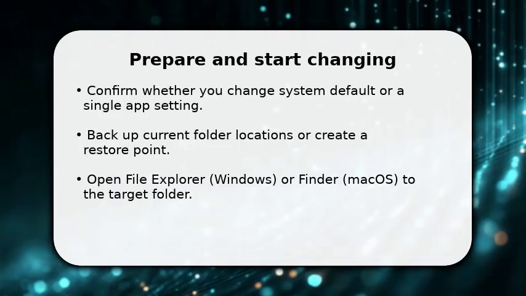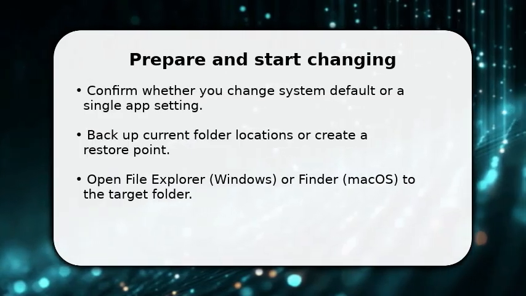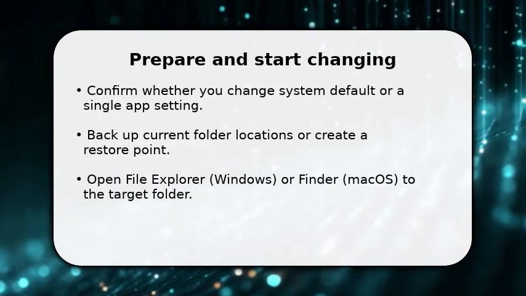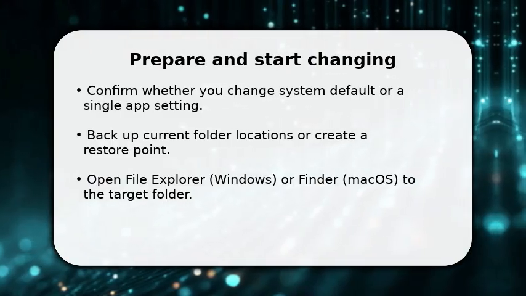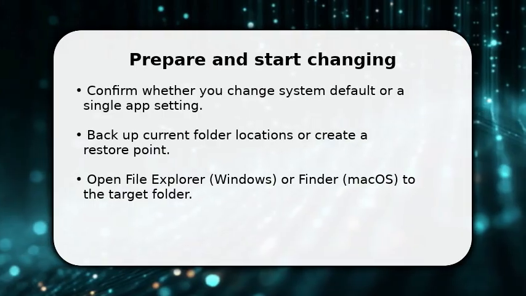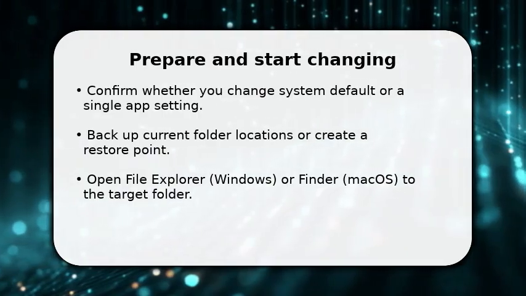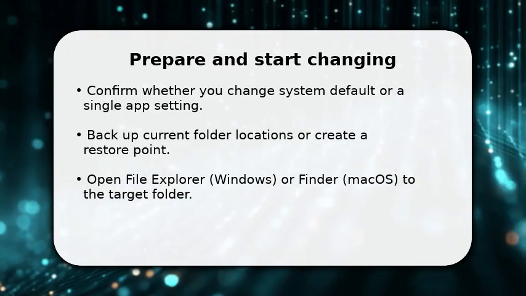You begin by deciding scope. Are you changing the system default folder or only one app? Once decided, make a quick backup or a restore point so you can revert if needed. Next, open File Explorer on Windows or Finder on Mac OS and locate the folder you want to use.